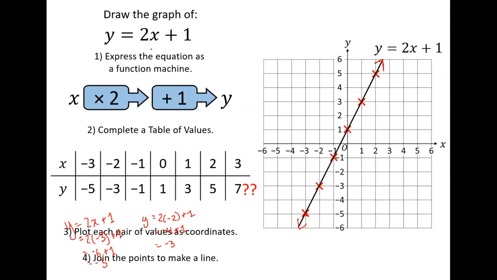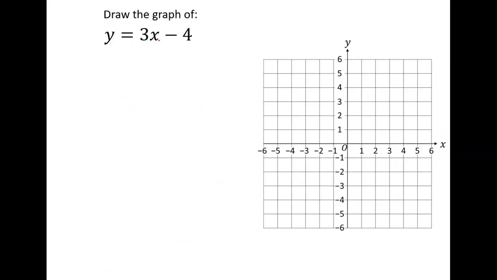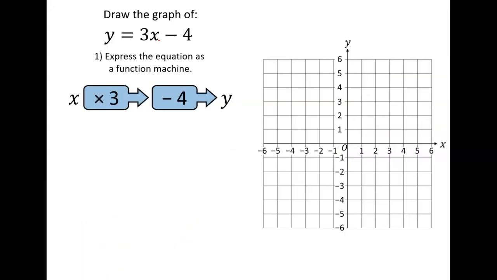So with this one, we had to multiply by 2 and add 1. So we've kind of combined a couple steps to this equation. So do it step by step. Do your multiplication step first, then your addition or subtraction. So let's look at the same thing here. Here we have to multiply our x value by 3, then subtract 4.